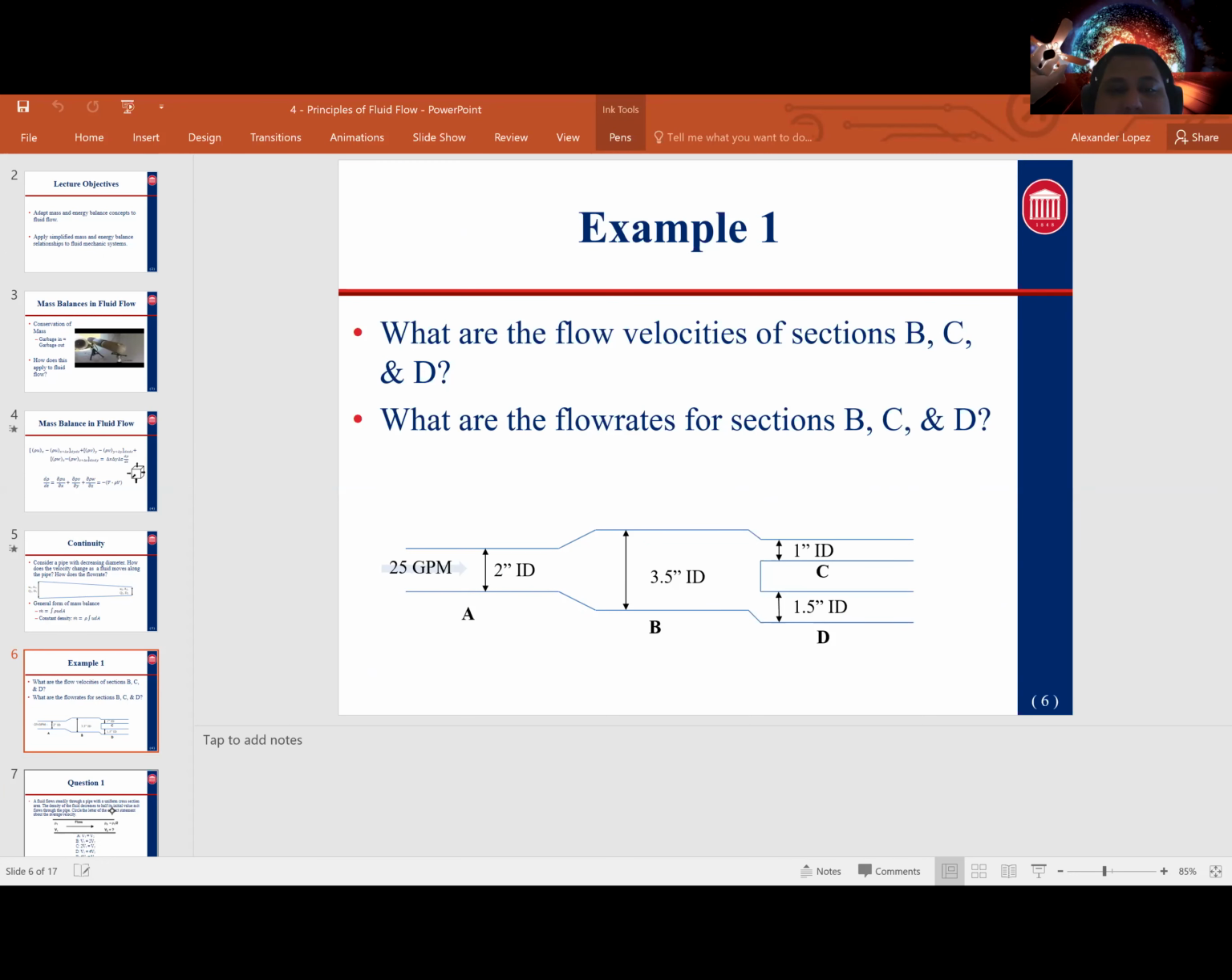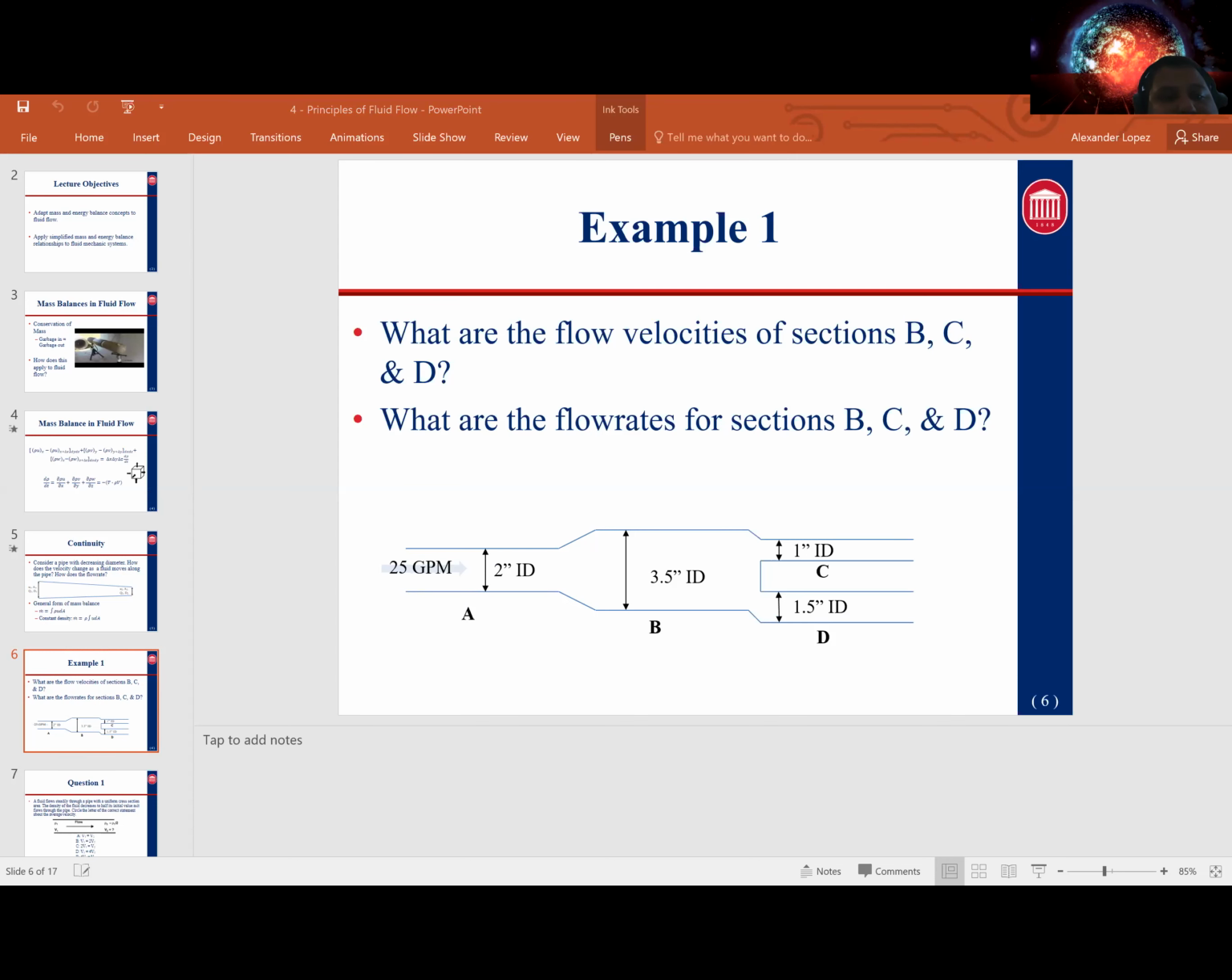And pipe section A has a diameter of 2 inches. Pipe section B has a diameter of 3.5 inches. C has 1 inch inner diameter, and D has 1.5 inches of inner diameter. So the question asks, what are the flow velocities and the flow rates for sections B, C, and D? So let's take a look at this one.